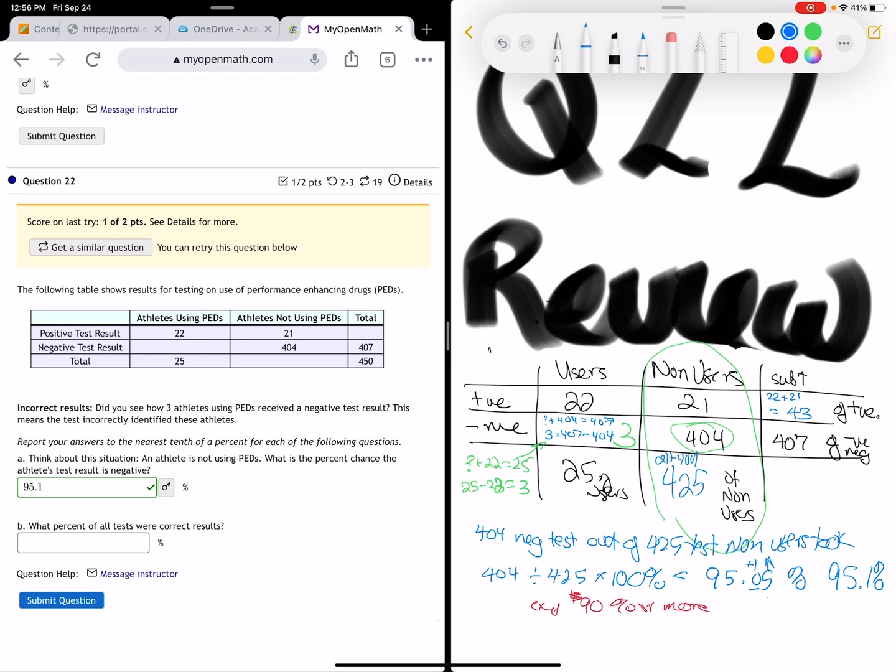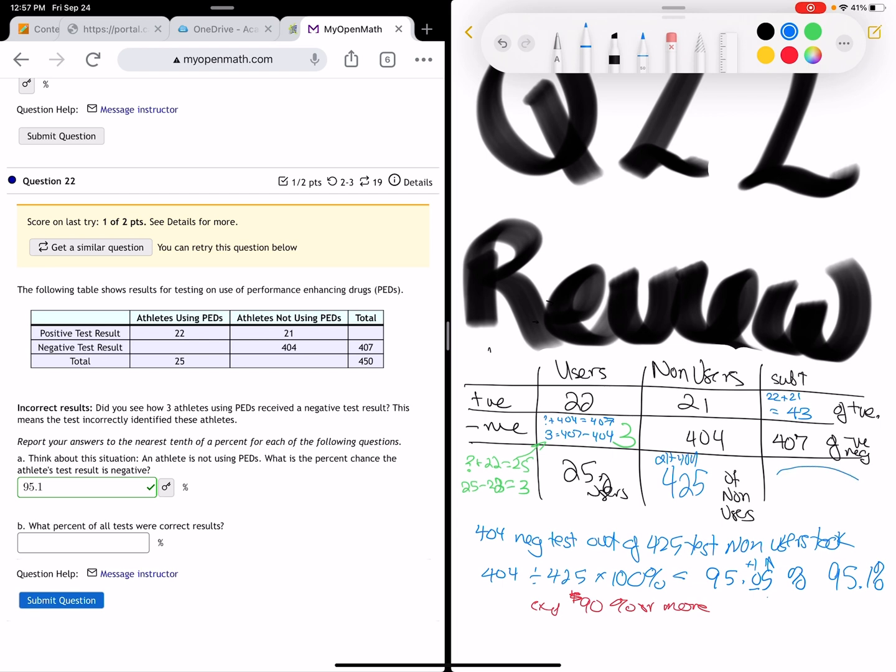All right, the next question. What percent of all tests were correct results? All right, so this is a little bit, let's see if I can erase object. So I want to erase this circle I made. Okay. All right, so the next thing I need to do, I need one more value here. It is of all tests.